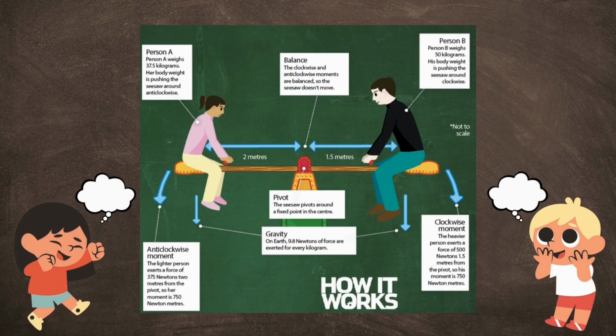My weight is 37.5 kilograms. My body weight is pushing the seesaw around anti-clockwise. My weight is 50 kg. My body weight is pushing the seesaw around clockwise. Anti-clockwise moment: the lighter person exerts a force of 375 newtons 2 meters from the pivot, so my moment is 750 Newton meters. Clockwise moment: the heavier person exerts a force of 500 Newtons 1.5 meters from the pivot, so his moment is 750 Newton meters.